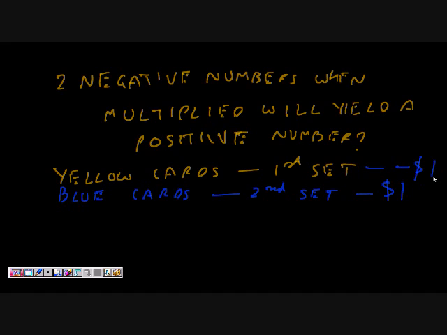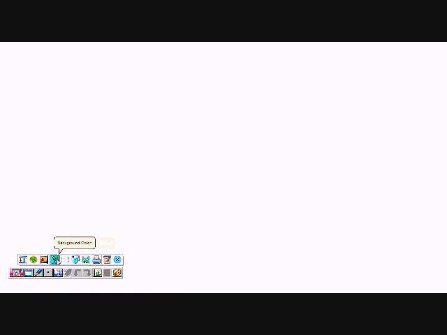How does this translate into multiplying negative numbers, and multiplying two negative numbers to give a positive number? Let's find out. There are four basic combinations that we can think of. Say you throw the dice, come to a point, and it says pick up three blue cards from the person on the right of you.